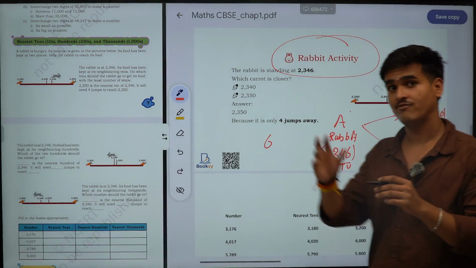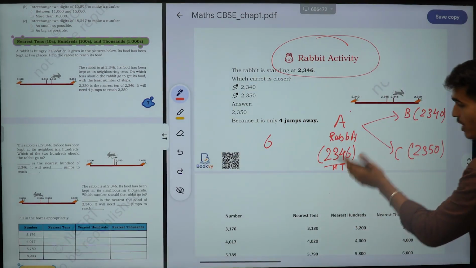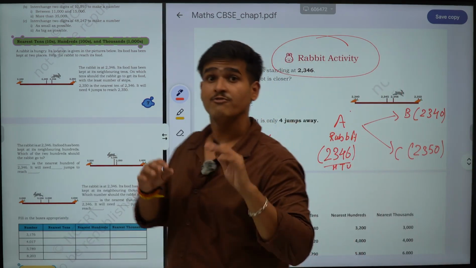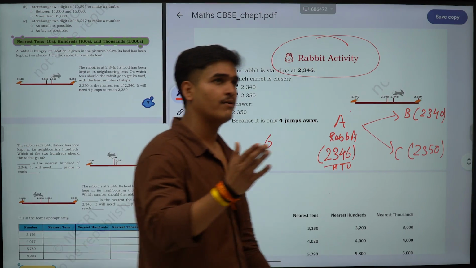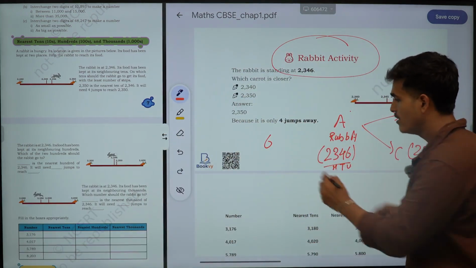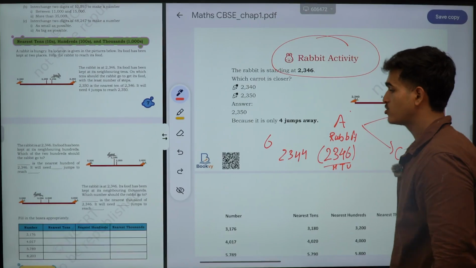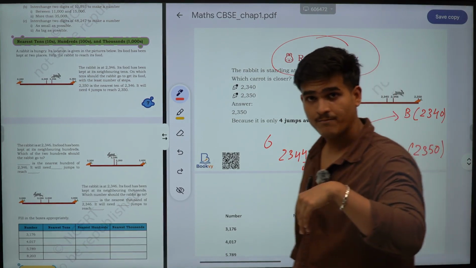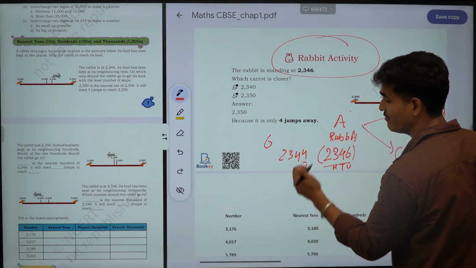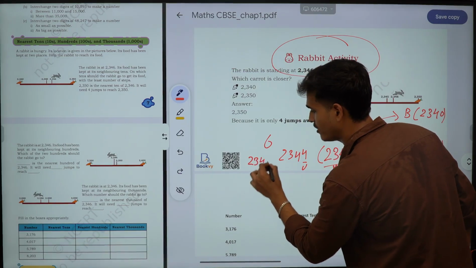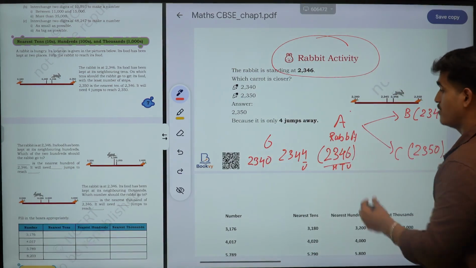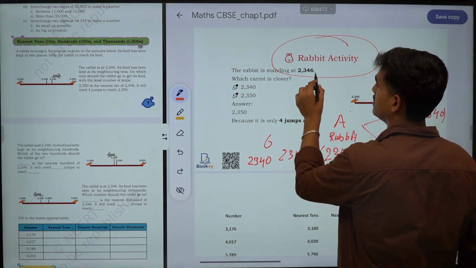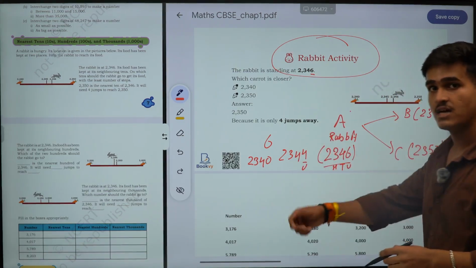So what does the golden rule say? We have to go up. So we have to go up. So what is the 40? If we go up from 46, what will it become? 50. It becomes 50. Suppose the number was 2, 3, 4, 4. So the number 4 in the unit place is below 5, right? So it will go down. So now it will become 2340. Okay, it's going down. But in this case, the rabbit is going up, because the unit place has 6, which is above 5.